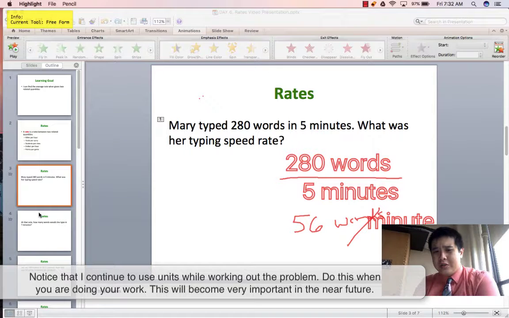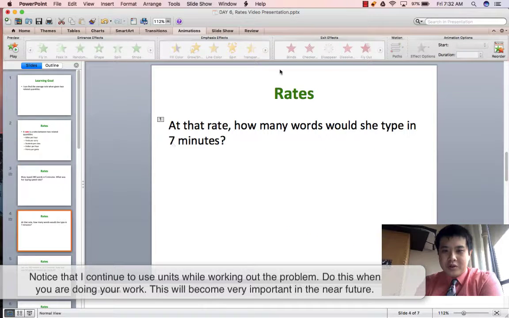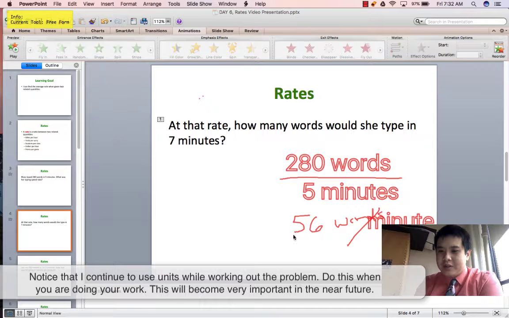So if she does 56 words per minute, how many words would she type in 7 minutes? So we have our rate, 56 words per minute. If she does 56 words per minute, that means each minute she does 56 words, and by the second minute she does 112 words. We need to figure out how many words she does in 7 minutes. We times 56 by 7.